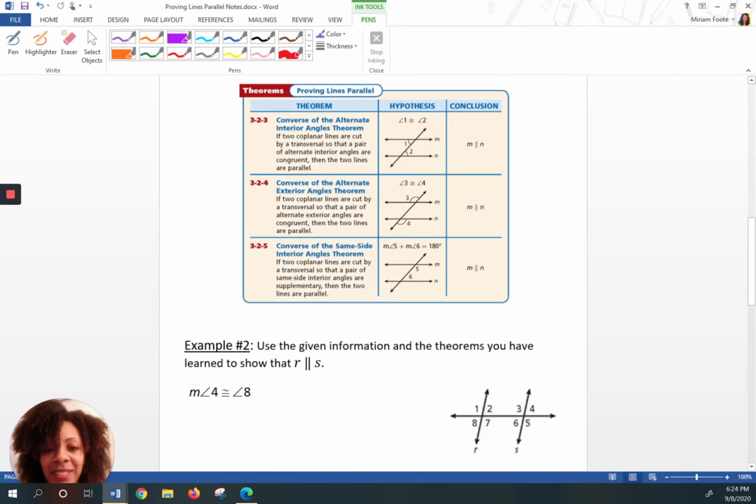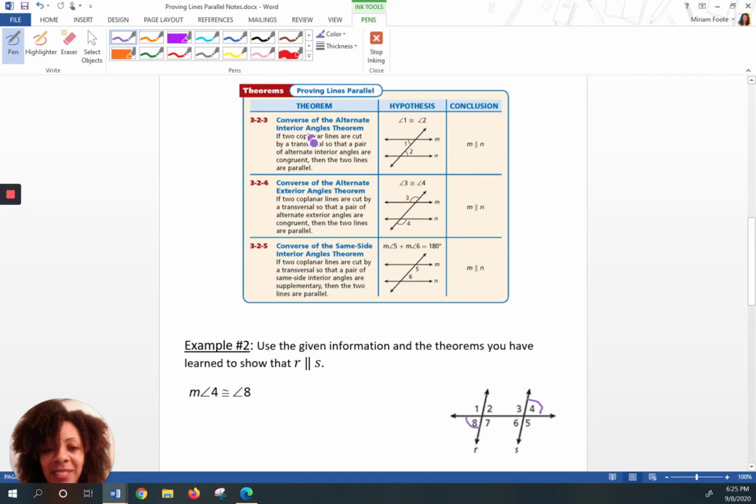So this is a list of other theorems that we've talked about. Actually, these are the converses. We've talked about different angles that are formed when you have two parallel lines cut by a transversal. So the two parallel lines shown here are line R and S, and the transversal is cutting through. We're trying to prove whether or not those angles that are shown are actually causing these two lines to be parallel. So the measure of angle 4 is congruent to angle 8. Let's see if that's true. There's 4 and there's 8.